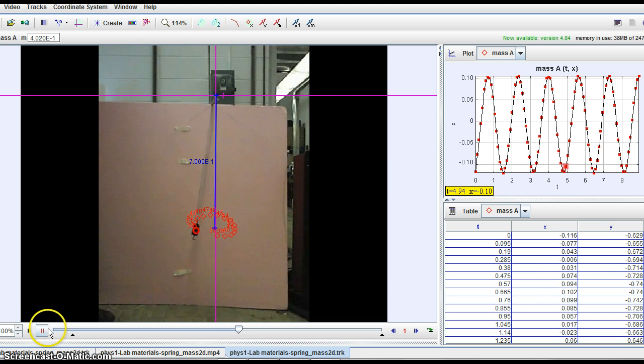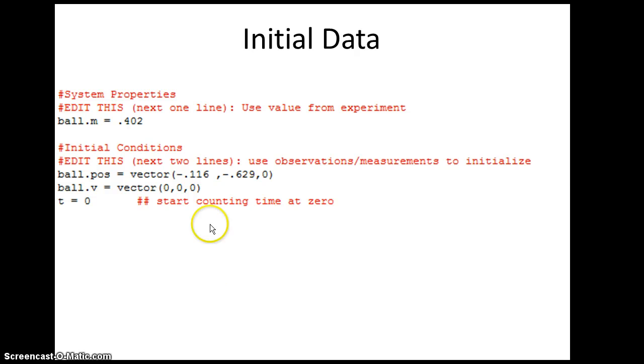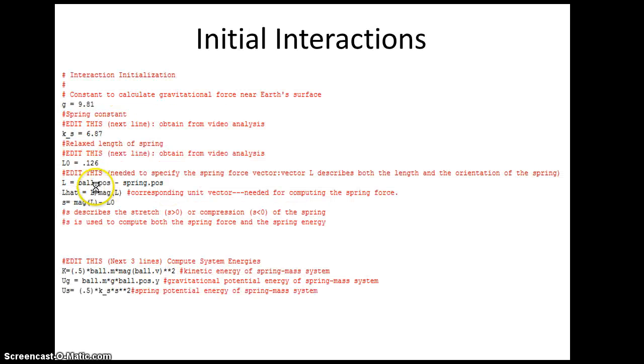In the code, it is important to put the mass of the object, which is 0.402 kilograms, the position, which is negative 0.116 and negative 0.2629 taken from Tracker, and the velocity, which is 0 because at the beginning the mass is not moving.